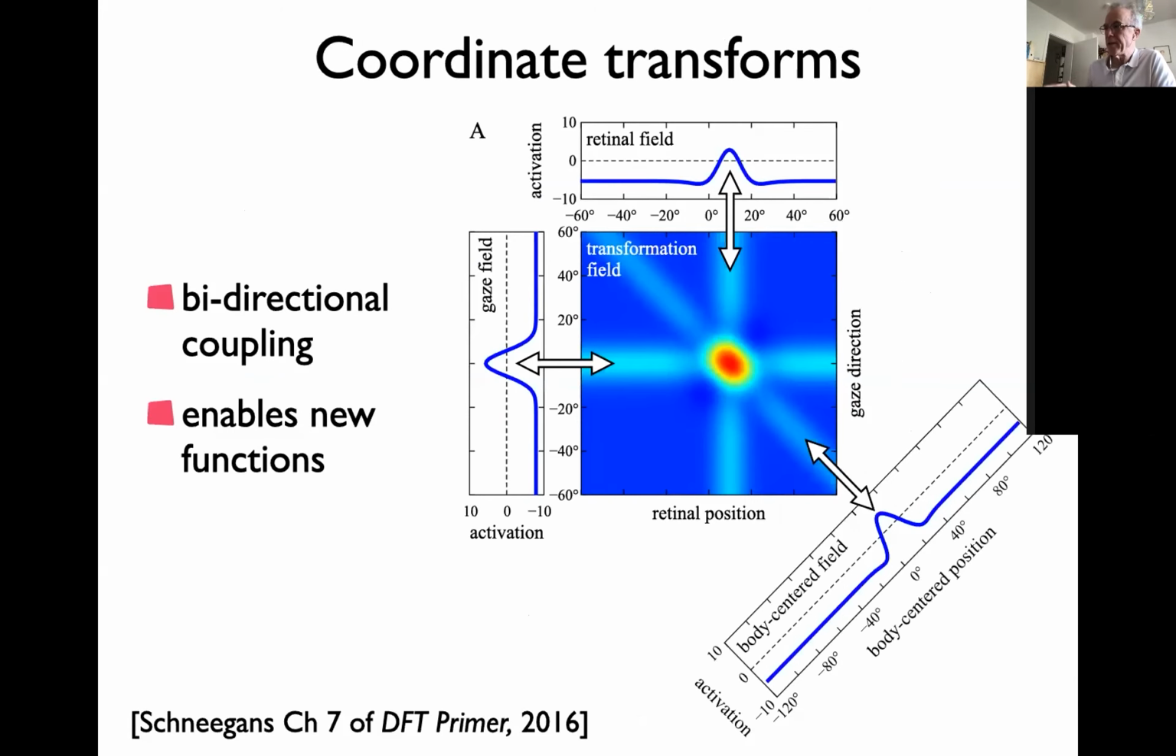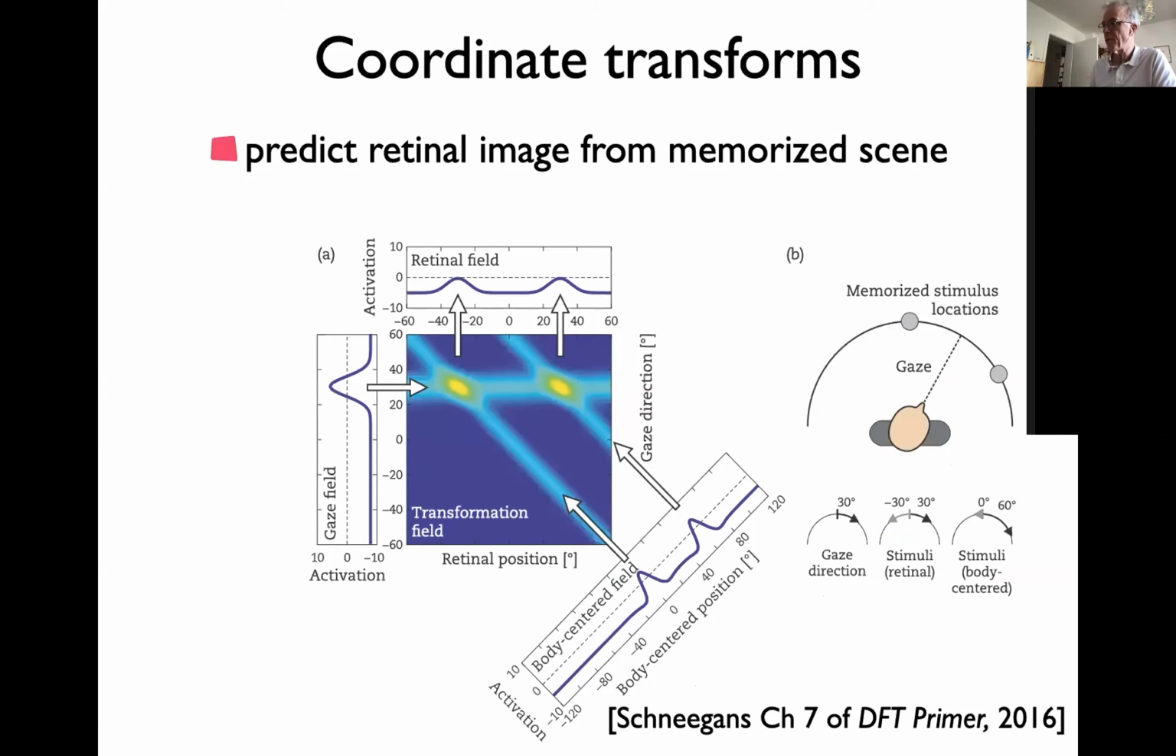Just want to point out that these couplings we will typically assume are bidirectional. They would be naturally bidirectional if they are learned through Hebbian learning, because they just pick up covariation. And the bidirectionality actually gives you a different function. You can imagine that this would allow you to predict where the retinal input is. If you know where it is in your body or head frame, you could predict where it goes when you change gaze. And that is actually something real.